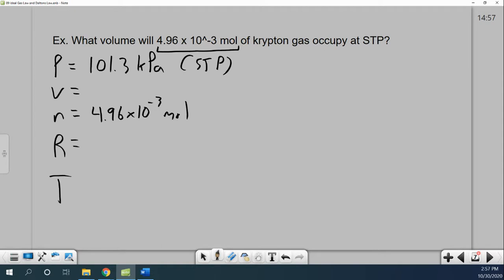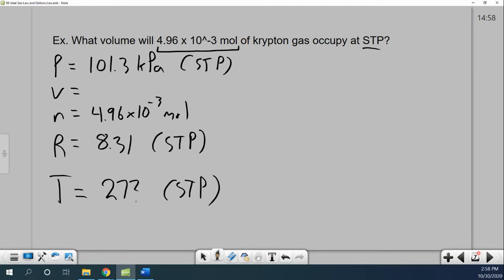R is my ideal gas constant. I'm at STP, so it is 8.31. That's from the fact that we're at standard temperature and pressure. We can use the ideal gas law, which means you can use the ideal gas constant. And temperature, well, I'm at standard temperature and pressure again, which means I know what the temperature is. Always 273 Kelvin.